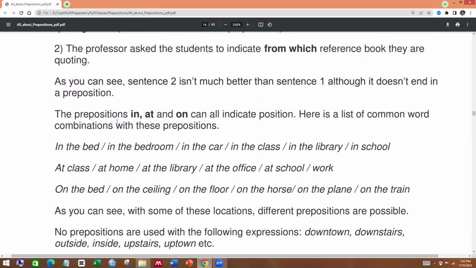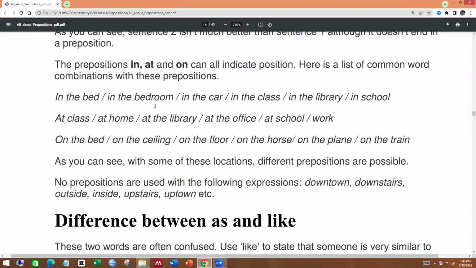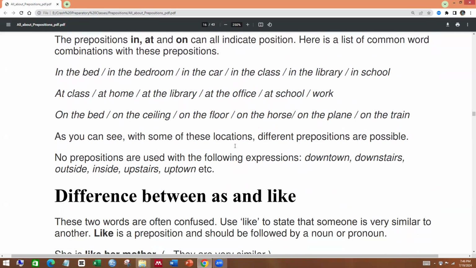Okay. The prepositions in, at, and on can also indicate position. Here is a list of the common word combinations with these words. In the bed, in the bedroom, in the car, in the class, in the library, in school. At class, at home, at library, at office, at school, or at work. Okay, on the bed, on the ceiling, on the floor, on the horse, on the plane, on the donkey, on the train. As you can see, with some of these locations, different prepositions are possible.